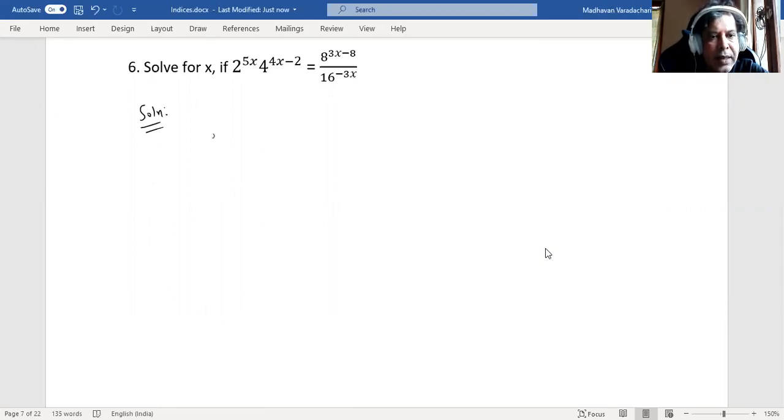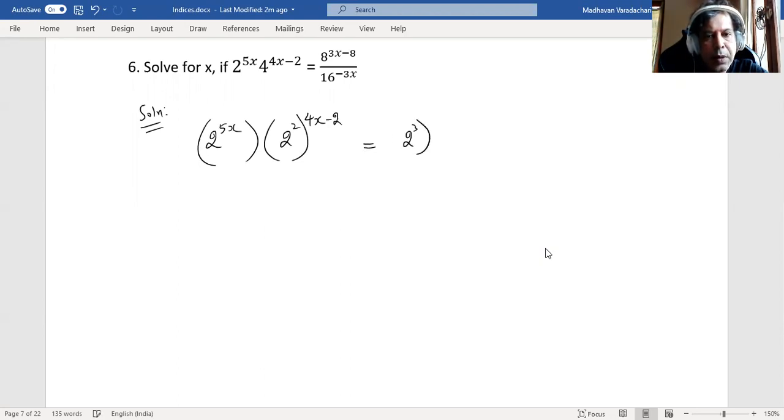So the left-hand side, we'll write it as 2 to the power of 5x multiplied by this 4, I will write it as 2 square to the power of 4x minus 2. And numerator of the right-hand side, I will write it as 2 cube to the power of 3x minus 8. Denominator, I'll write it as 2 power 4 to the power of minus 3x.